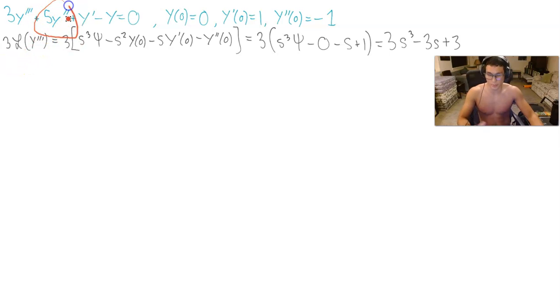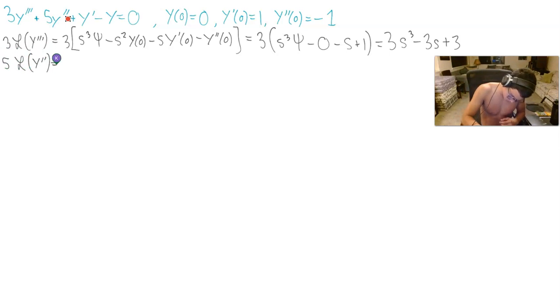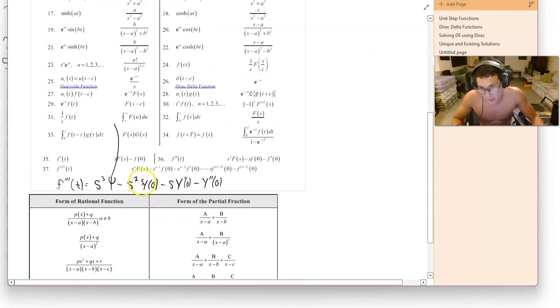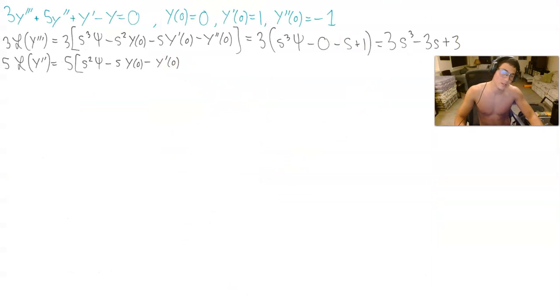We're going to do the same thing for this one now. Okay, so 5 Laplace of y double prime is going to be 5. It's going to be something similar, s squared, big Y, minus s, y of 0, minus y prime 0. Now we can check the table to see if I got it correct. S squared, big Y, minus s, little y of 0, minus y prime 0. In their case, they're using f instead of y. We're using y. Okay.